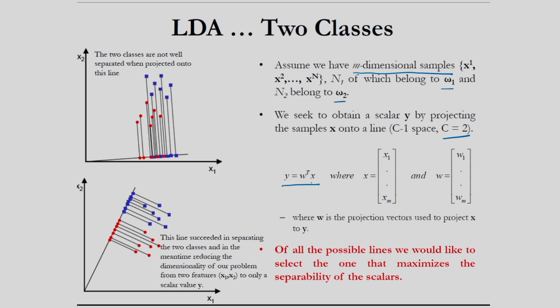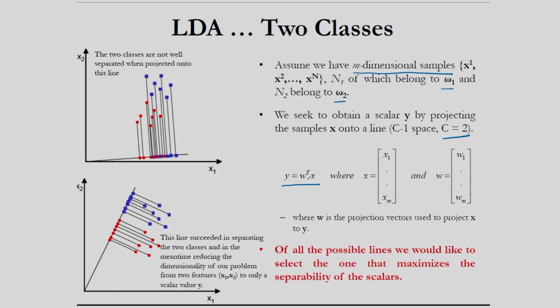What I am doing is just the projection, W transpose x, which is actually the dot product. So y will be a scalar. W transpose dot x, where W is the projection vector and x is the input vector that I am considering. If I take the dot product between W transpose and x, I will get the scalar y.